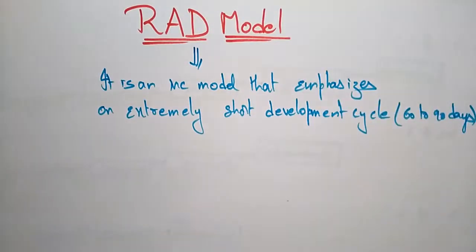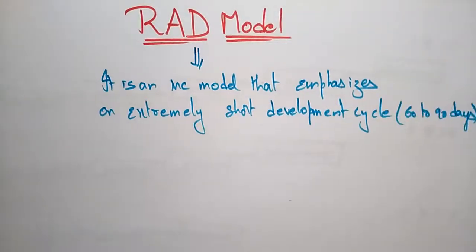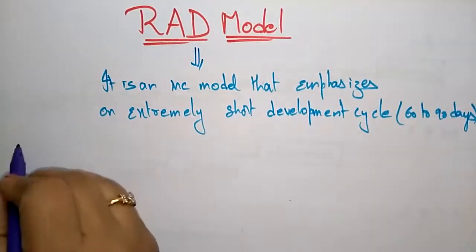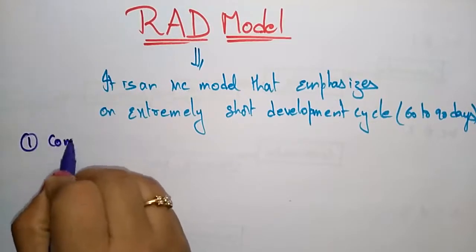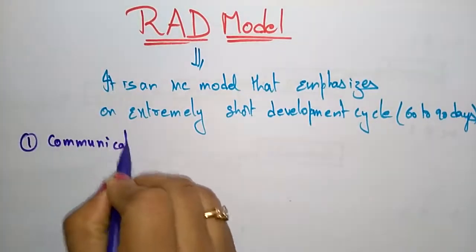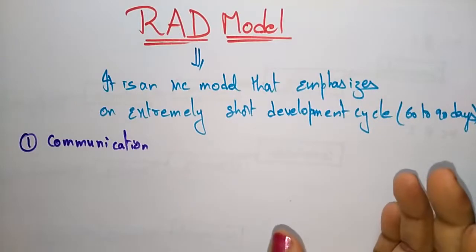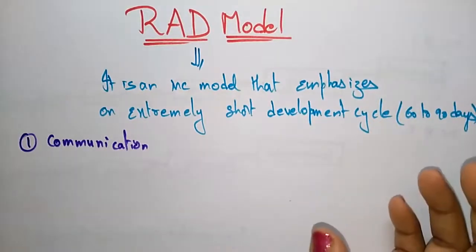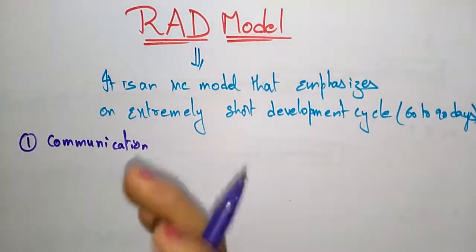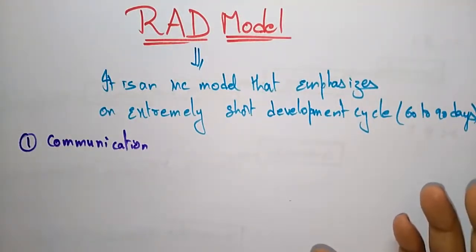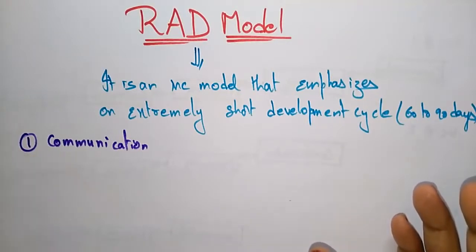Now before discussing what a RAD model is, let us see what phases are present in the RAD model. The different phases present in RAD are, just like everything, the communication first. In the communication phase, the customer and the developers interact with each other so that the customer can give the specifications, meaning the requirements, to the developer. The customer or the user gives the requirements to the developer, so the developer can develop the project. That will be done in the communication stage.